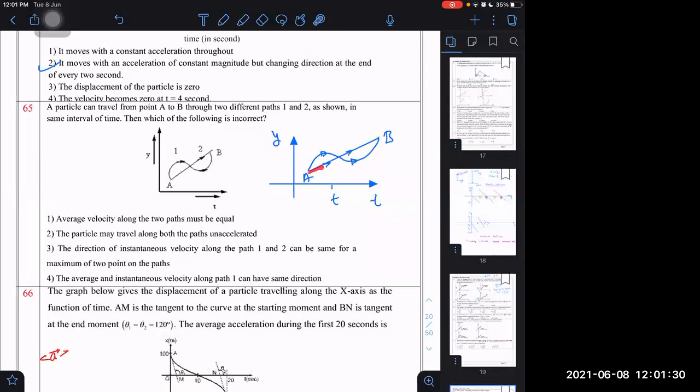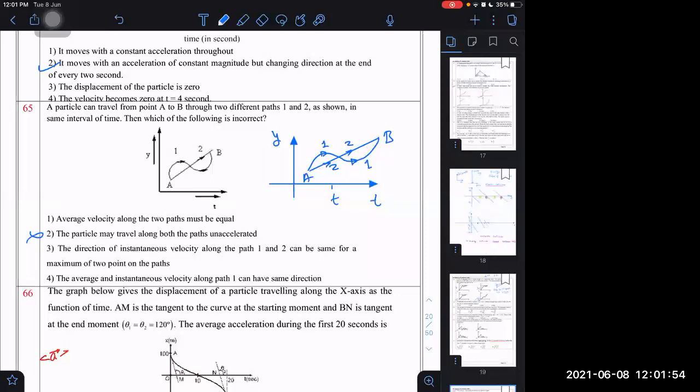So in the path A to B, this is particle 1 and this is particle 2. Particle 2 is always going along the straight line, particle 1 is always going along the curvilinear path. Now you answer this question once again. Particle may travel along both the paths unaccelerated. Wrong. Along AB the particle is unaccelerated.